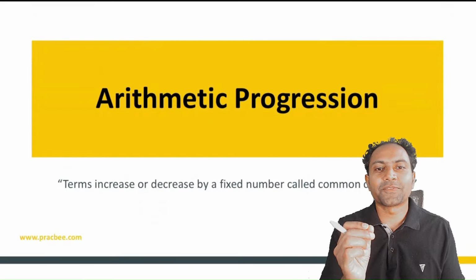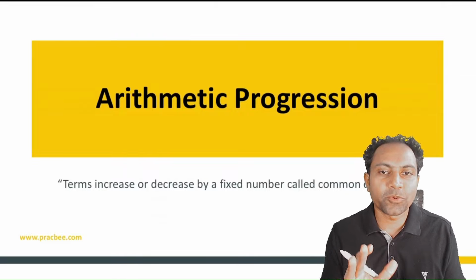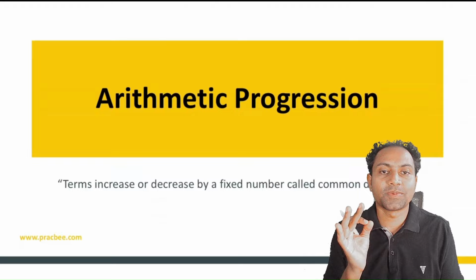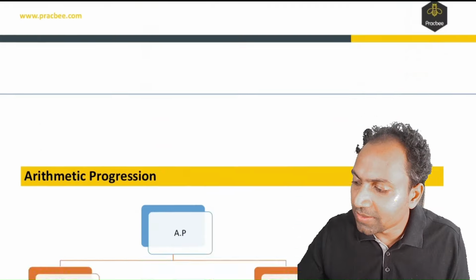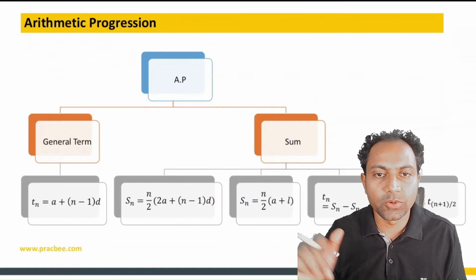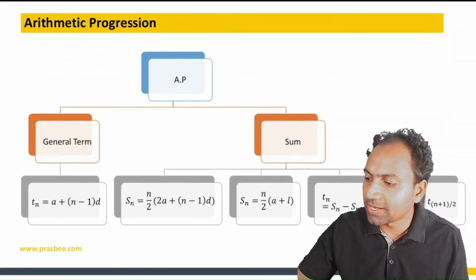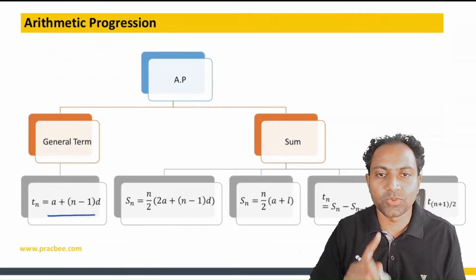So now let us start with the first part of the syllabus, that is arithmetic progressions. By definition, arithmetic progressions are those progressions where terms increase or decrease by a fixed number. That is, the common difference is always constant. Now if you look into this part, you can see these are the basic results that are available to us. The first and foremost idea is the general term, where we have a formula that the nth term is nothing but a plus n minus 1 into d.